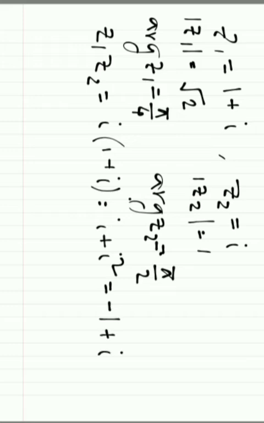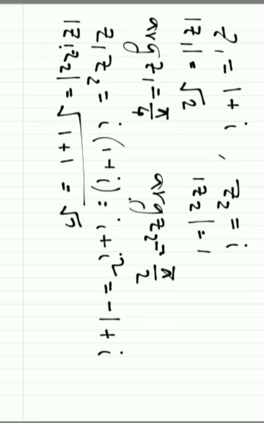Now if it is minus 1 plus i, then we can again find the modulus as root over of 1 plus 1, that is root 2, and the argument can be found as, let us assume it to be theta. Then we can find minus 1 equals root 2 cos theta, and 1 equals root 2 sin theta.